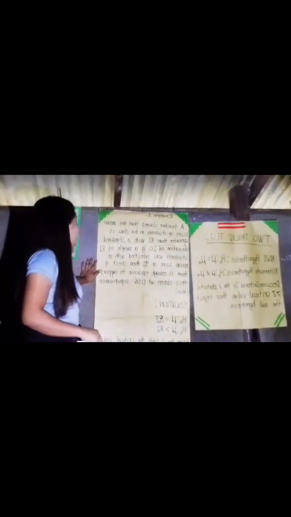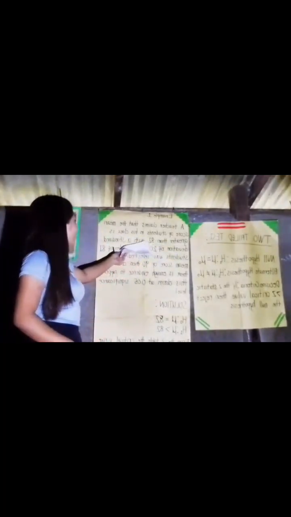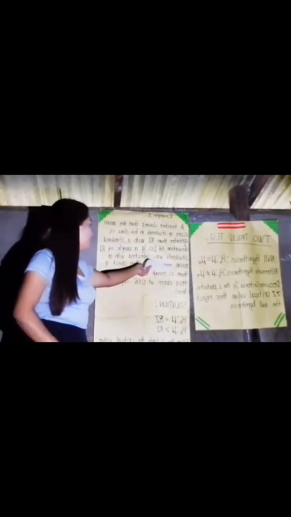So I have here an example. Let's read. A teacher claims that the mean score of students in his class is greater than 82 with a standard deviation of 20. If a sample of 81 students was selected with a mean score of 90, then check if there is enough evidence to support this claim at 0.05 significance level.